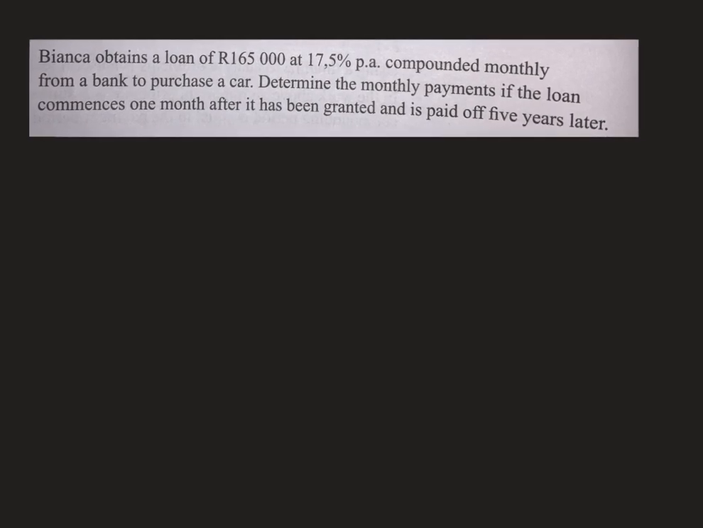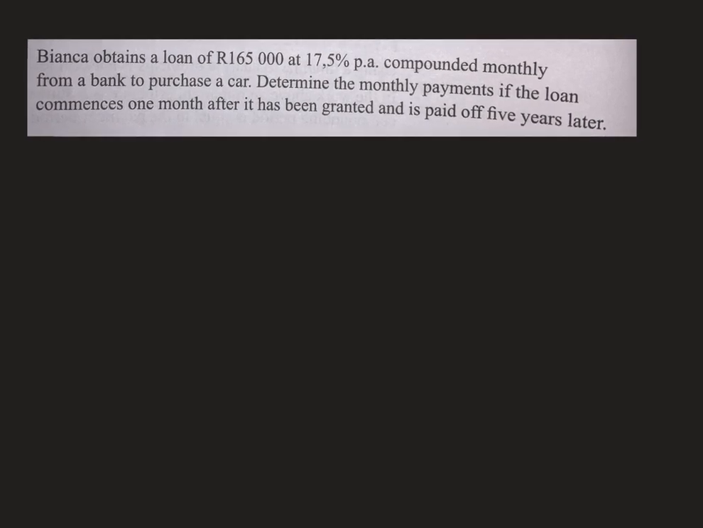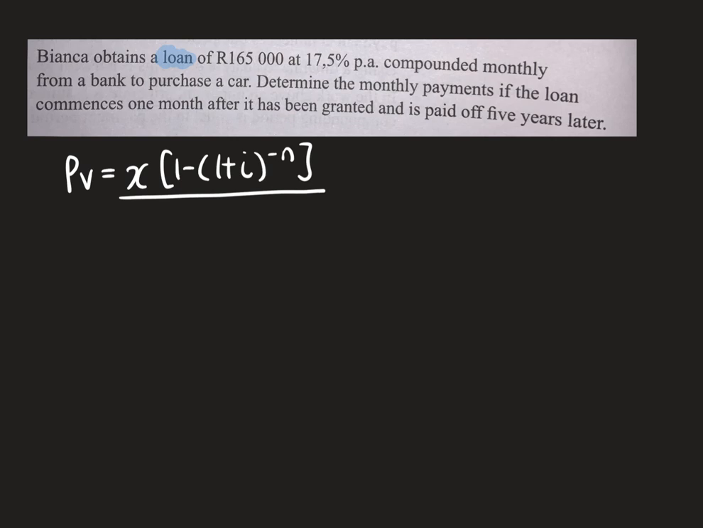The next question is another present value. How do I know? Bianca obtains a loan, obviously already seeing this tells me it's present value, of 165,000 at 17.5% per annum compounded monthly from a bank to purchase a car. Determine the monthly payments if the loan commences 1 month after it has been granted and is paid off 5 years later. Again, present value annuity. So I'm writing my present value annuity formula. A lot of people make mistakes and forget that minus n, guys. So don't forget that it's a minus n in the present value annuity.